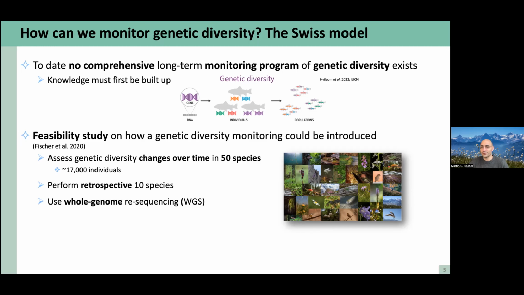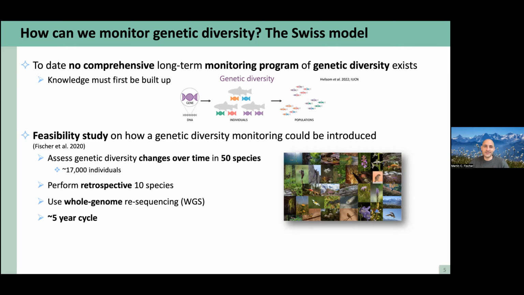And we came to the conclusion that we should use whole genome resequencing data to do such a monitoring so that it is future-proof, because sequencing technologies will improve in the future. It will get cheaper and cheaper. And so a monitoring should be a long-time monitoring, and we should get the best data already now so that we can compare with future data. And the aim would be to repeat this every 5 years.